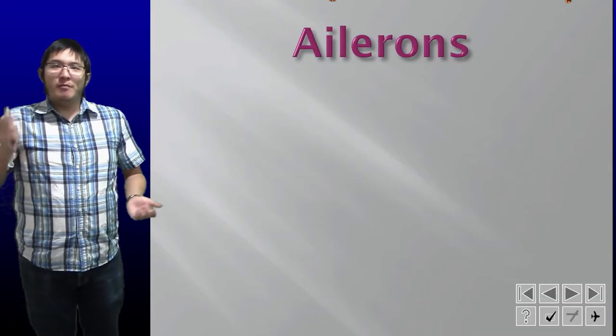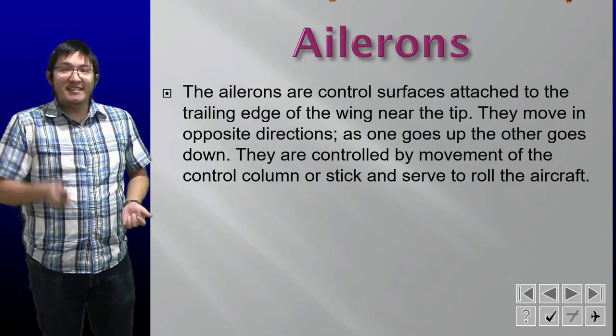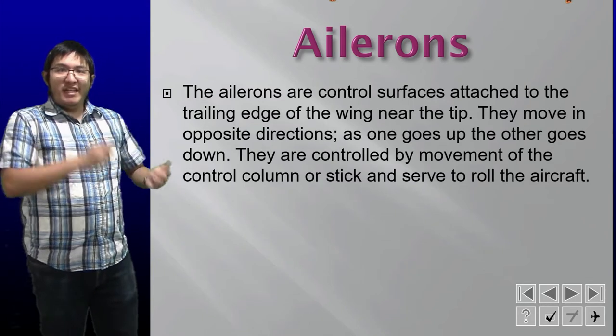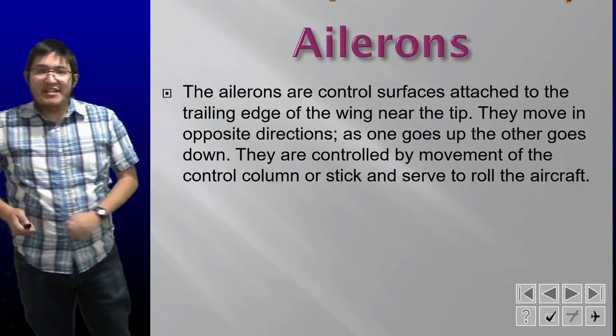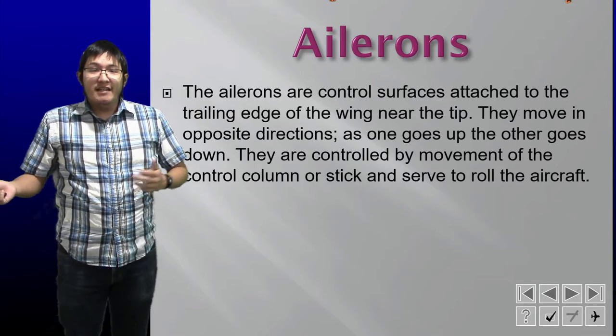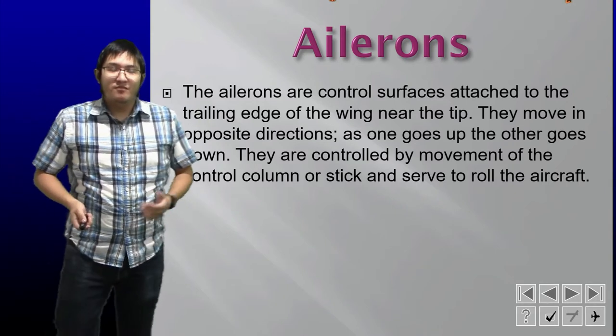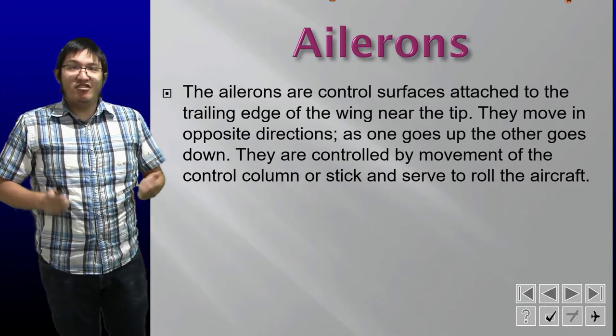So first we have what we call ailerons. Ailerons are the control surfaces that are attached to the trailing edge of the wing, or the back, and near the wing tips, or right at the edge. They move in opposite directions, so as one goes up, the other one tends to go down. They are controlled by movement of the control column or the stick, and they serve in roll.